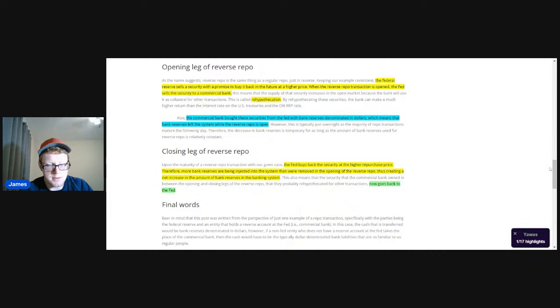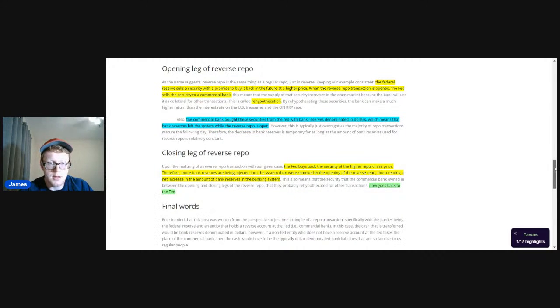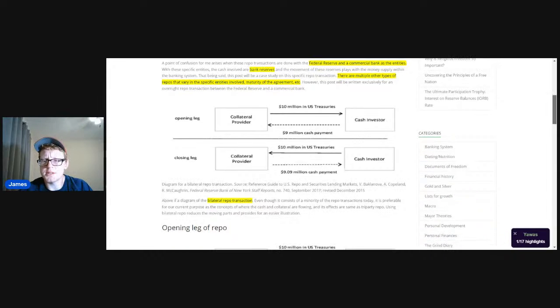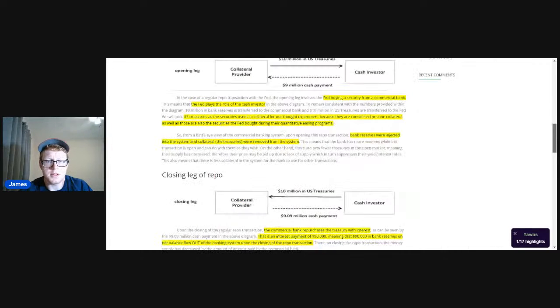So the bank reserves upon the closing of the transaction now go from the Fed with interest back to the commercial bank. So now that commercial bank has more bank reserves on their balance sheet, and those same treasuries go back to the Fed. So on that balance, the treasuries are constant, and however, the amount of bank reserves in the system has increased. And there are some nuances that come to mind with this, at least for me.